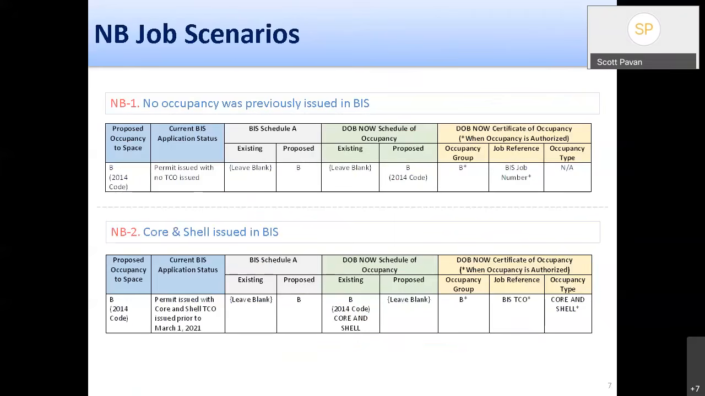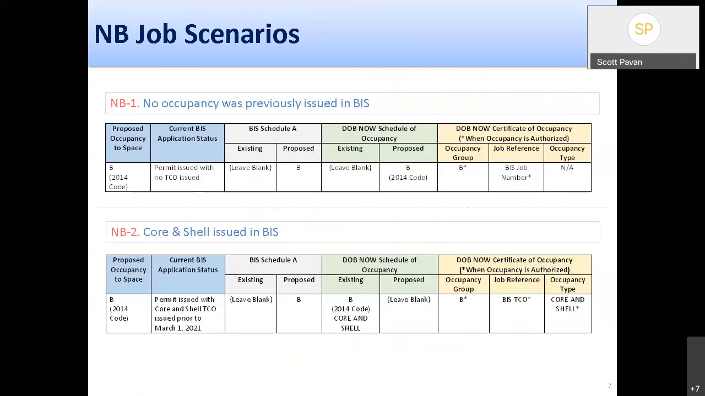This is NB 1 and 2. No occupancy was previously issued in BIS. So remember those rules we talked about? This is a new building, right? So your BIS Schedule A only says proposed, right? And I never got a TCO for this floor use yet, right? So it's effectively a permitted construction site. Maybe I'm getting inspections and doing all that stuff, but it doesn't exist yet. It's still proposed, right?